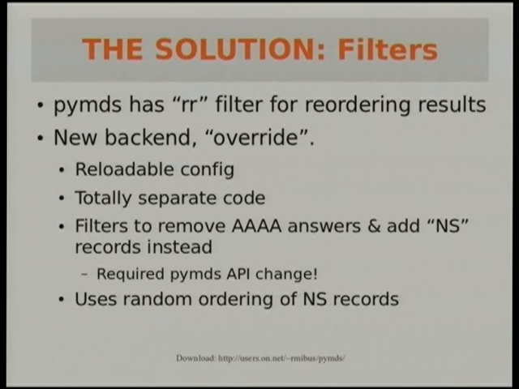So the solution is a filter. PyMDS has an RR filter, which is used for doing random reordering of the result sets. This duplicates the behaviour that you typically see out of a name server. It stops the first address returned from always being the one hit by clients that are silly. So we made a new backend called override. The config's reloadable, it's separate code. It removes the quad A answers and drops in NS records instead whenever it finds an entry that matches. When the config is read, it actually statically populates a hash in Python, so the lookup's fairly fast as well.